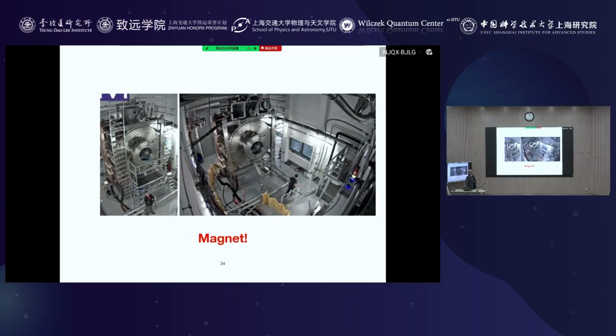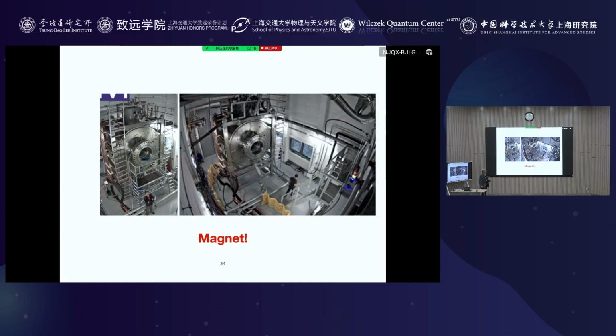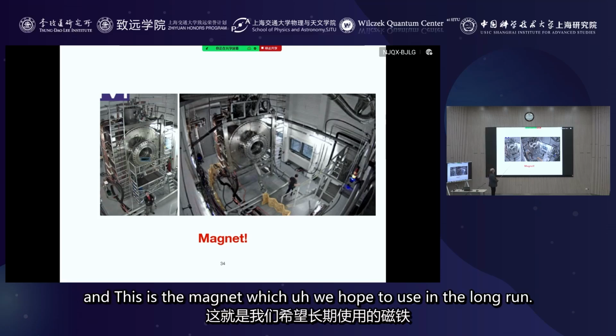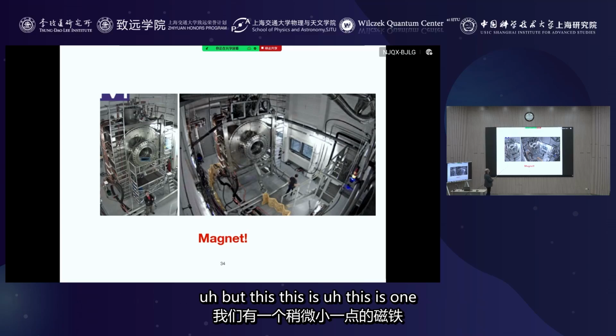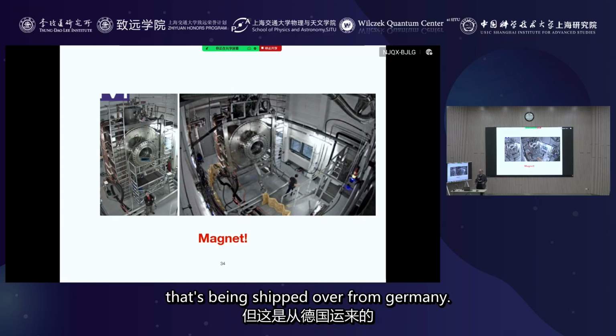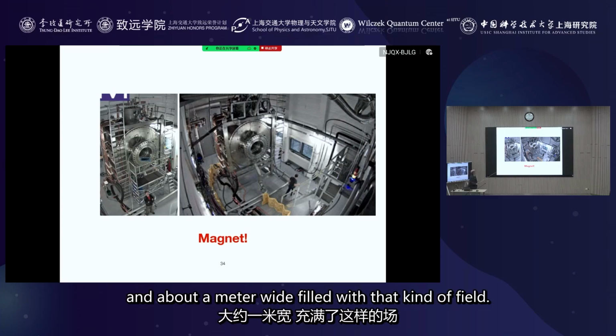So here, it's going to be a very weak signal looking ahead. So we want a big magnet, and this is the magnet which we hope to use in the long run. In the medium run, we have a somewhat smaller magnet, but this is one that's being shipped over from Germany. It's 15 Tesla, 100 centimeters bore, and about a meter wide, filled with that kind of field.